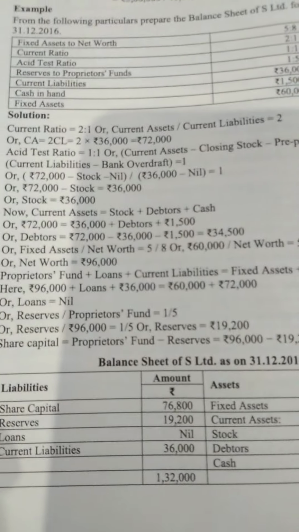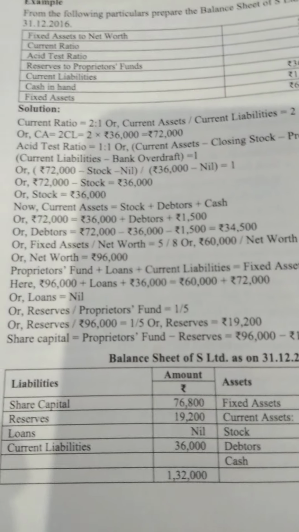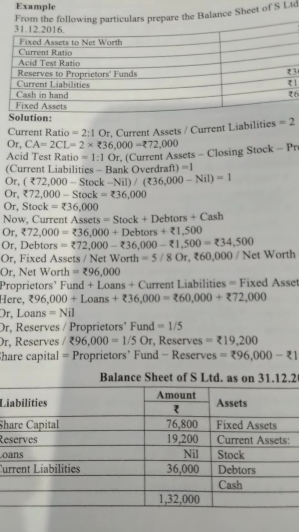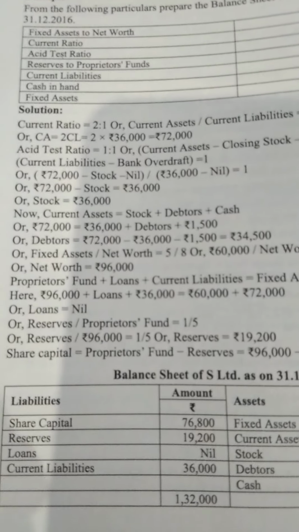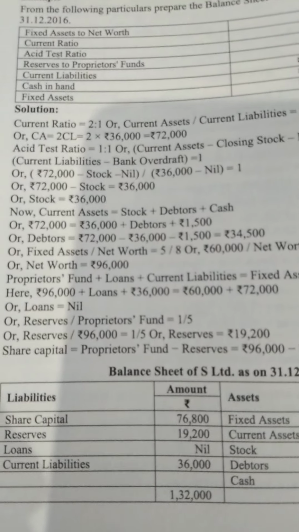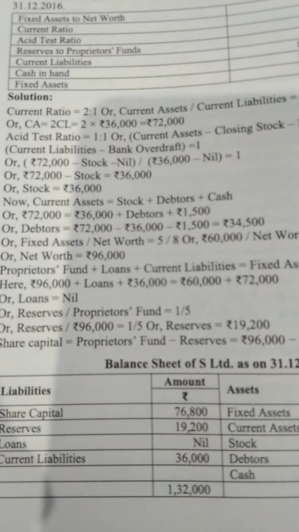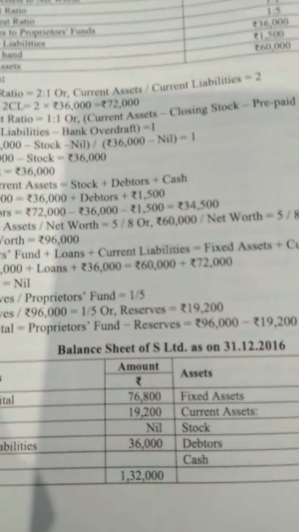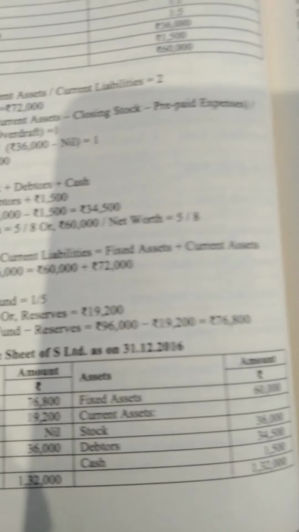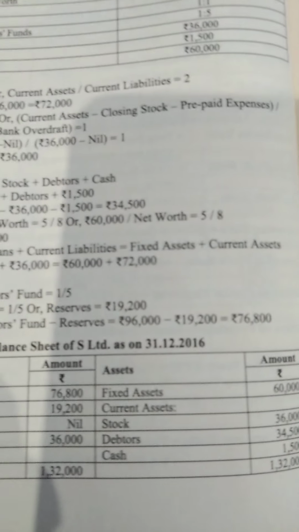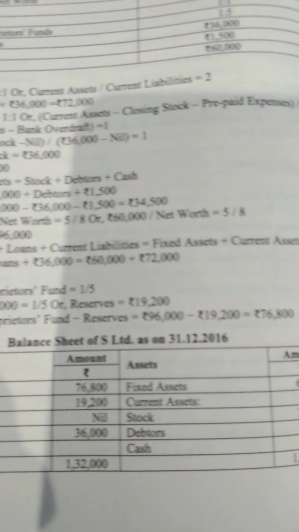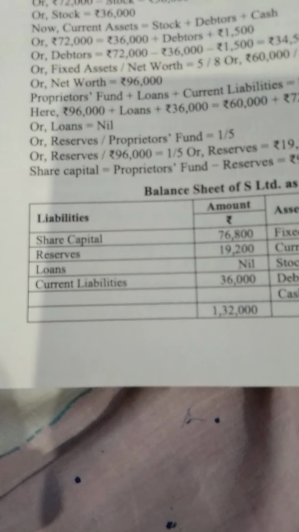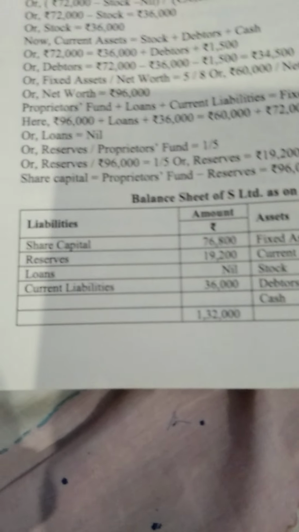Right now I have explained what proprietor's fund is. Proprietor's fund can be considered as share capital plus reserves, or in this way, share capital equals proprietor's fund minus reserves. We have the value of proprietor's fund and the value of reserves. By deducting, we get the value of share capital. Share capital becomes 76,800.